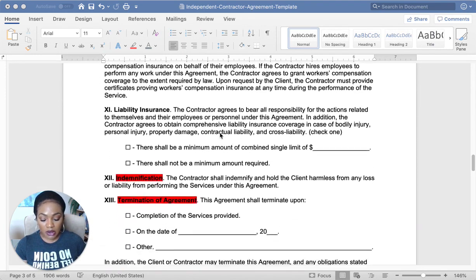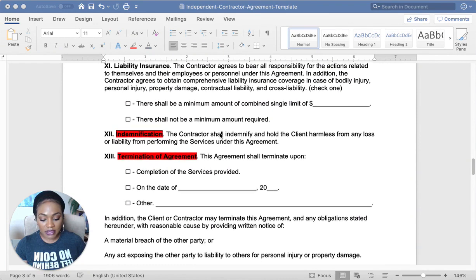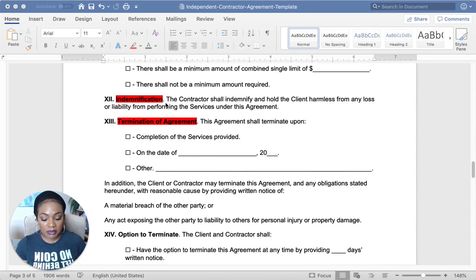So let's go down here and scroll. I'm not going to go through every single section, but this indemnification section right here, I don't like it at all. I hate this because it's just not enough to cover either party's interests. I looked through this contract for maybe 15 minutes before I got on the video, and I believe it's written primarily for the benefit of the client versus the contractor.